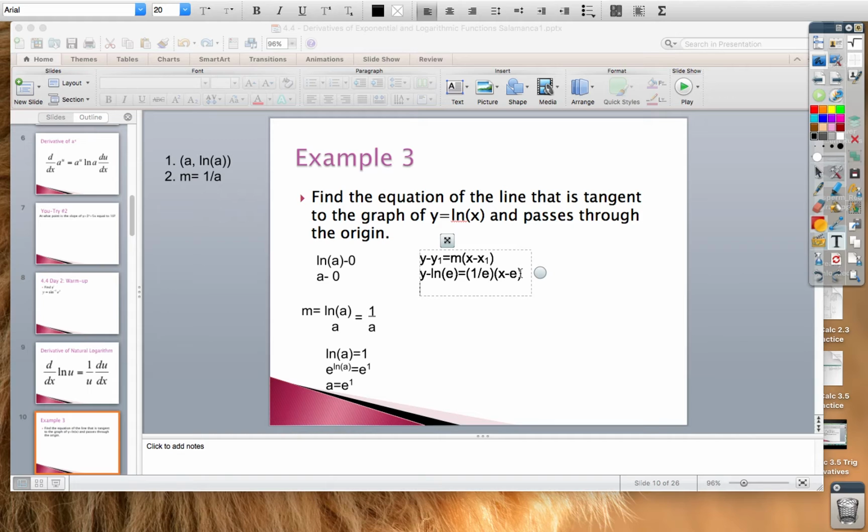We know that ln and e cancel each other out, so really that just leaves us with y minus 1 equals 1 divided by e times x minus 1, because the e's cancel out. We're going to add 1 to both sides because I want to isolate the y. We get 1 divided by e to the x power.